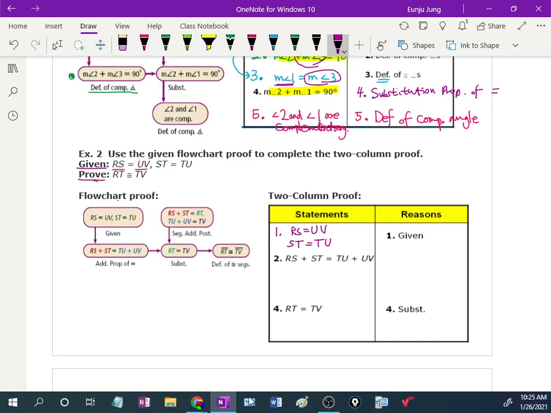Proof statement, the last one, number 5: segment RT is congruent to segment TV. So that is the thing we need to finish it, right? All right, now let's look at the flowchart proof.